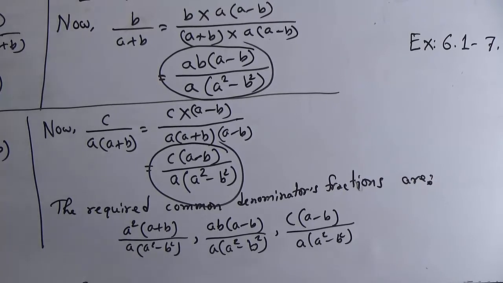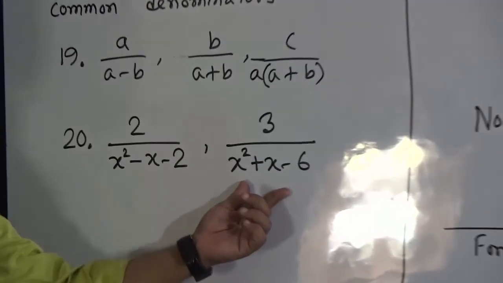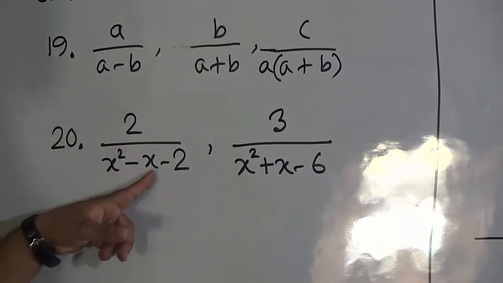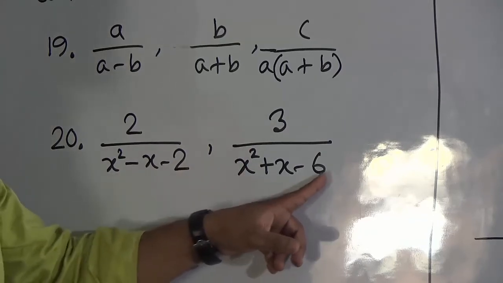Okay, now we'll solve question number 20. Question number 20 is, there are two fractions given. We need to convert these two fractions into fractions with a common denominator. Okay, so this is 2 divided by x square minus x minus 2, and this is 3 divided by x square plus x minus 6.